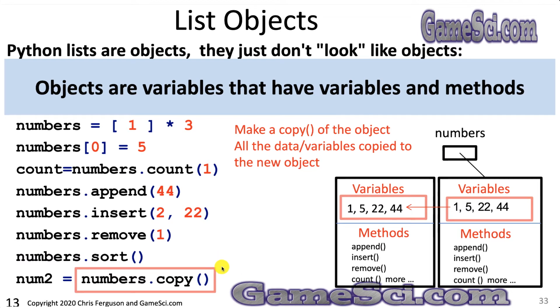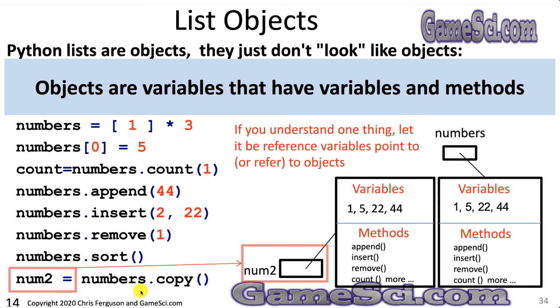Numbers.copy. As the method name implies, this will make a copy of the object. All the data and variables will be copied to a brand new object. This is a duplicate of the object that numbers points to. The 1, 5, 22, and 44 are transferred over and they occupy a new chunk of computer memory. I will take that copy that I just made and assign it to the reference variable num2.